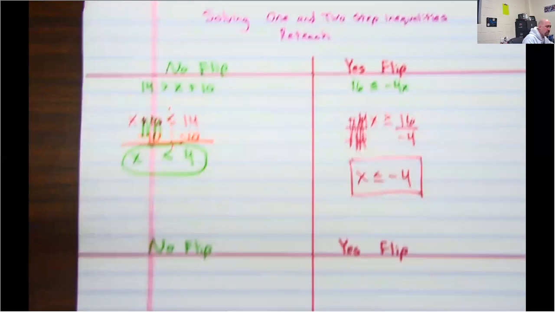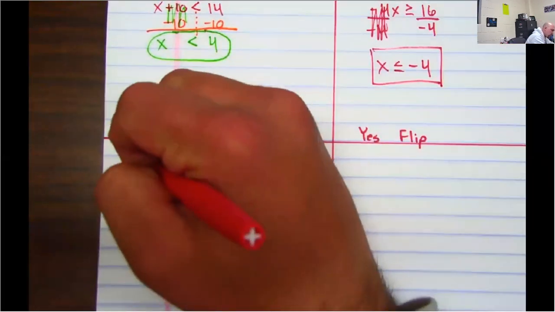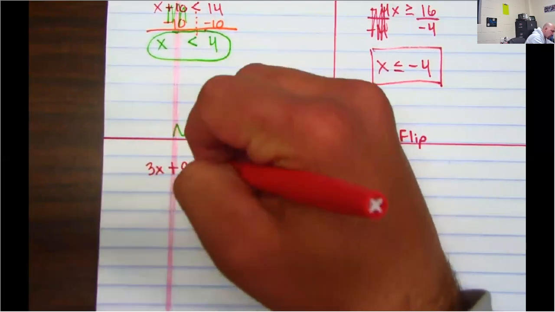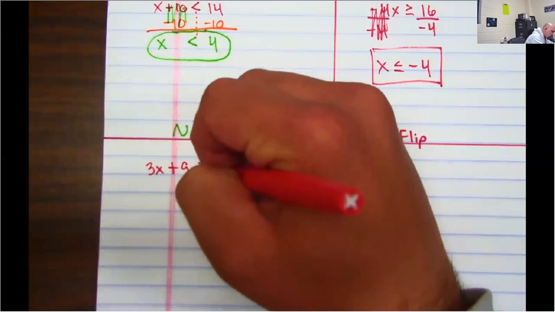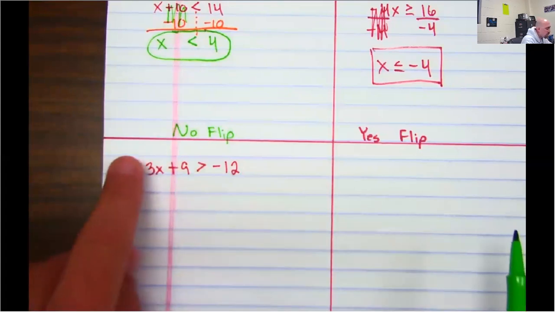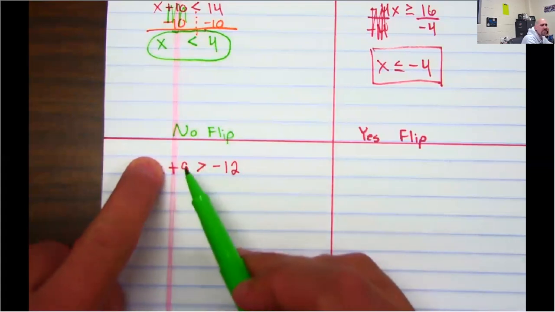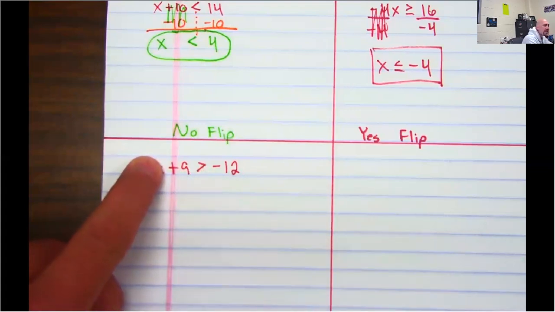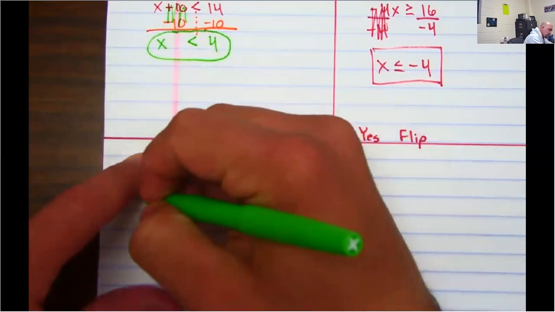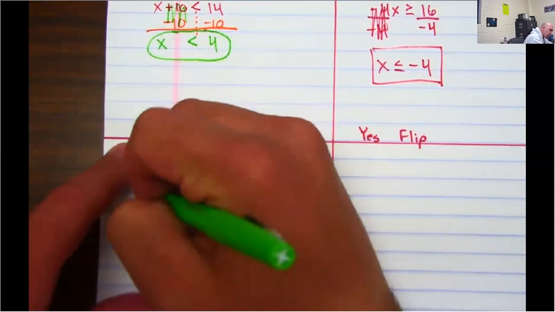All right, let's try no flip for 2 steps. Okay, guys, on 2-step, we're going to cover up the number attached to the variable. Look at that. Right next to it is this plus 9. What's the inverse of adding 9? Well, subtracting 9. 9 minus 9 is a 0 pair. It goes away.